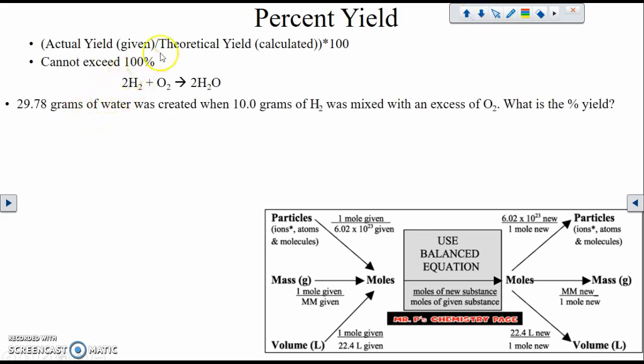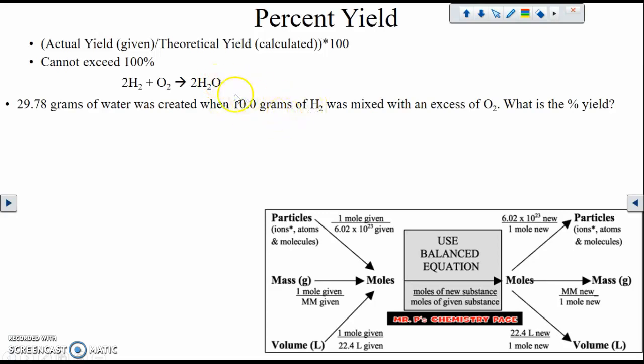The way that you know it's a percent yield problem is obviously I'm going to ask, what is the percent yield? The other thing is it tells you already how much product was created, okay? So there's going to be two numbers given to you, similar to a limiting reactant problem, but the difference is that in the limiting reactant problem, the two numbers given to you are both reactants. In a percent yield problem, one of the numbers given to you is going to be a reactant. Hydrogen is a reactant, obviously, and one of the numbers is going to be a product. So water is obviously a product, right?